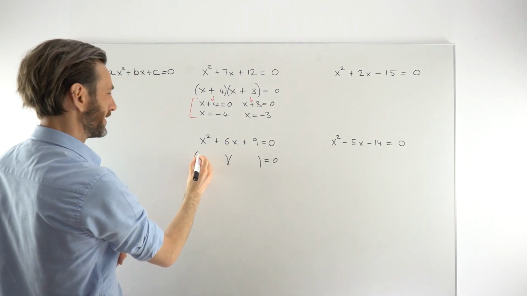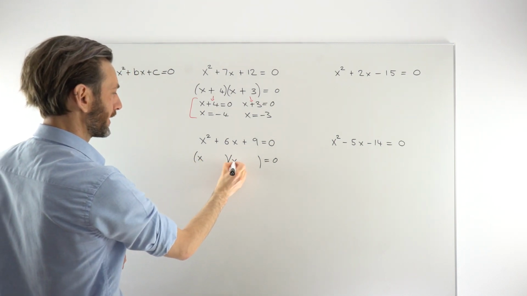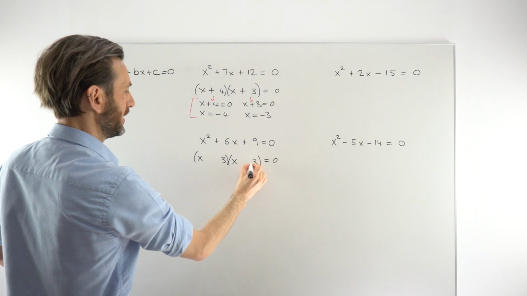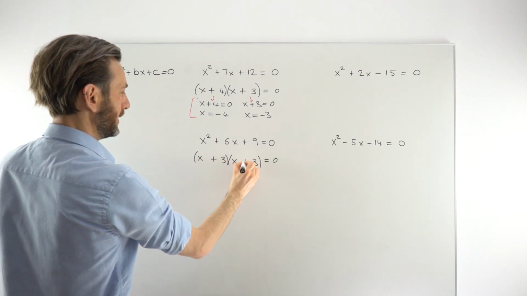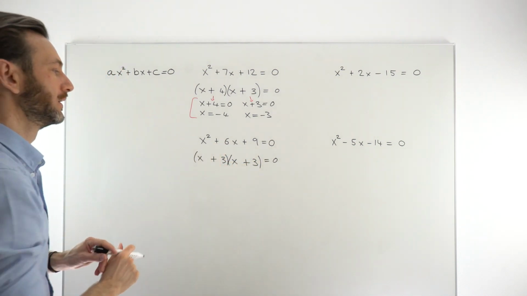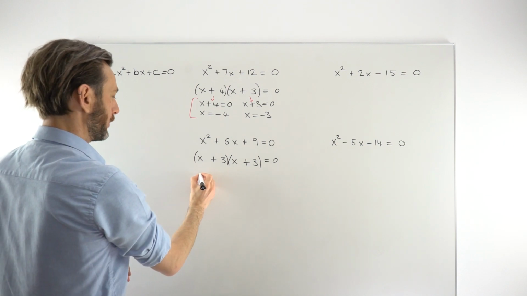So setting this to 0 in the two factors, x and an x, this one would need a 3 and a 3, because 3 times 3 makes 9, 3 plus 3 gives you 6. And then again, just splitting them off into the two equations.